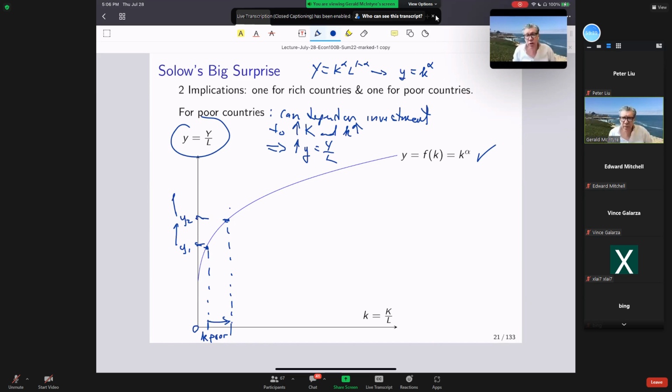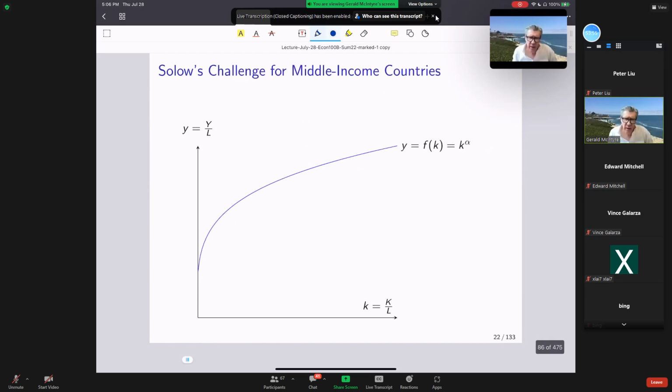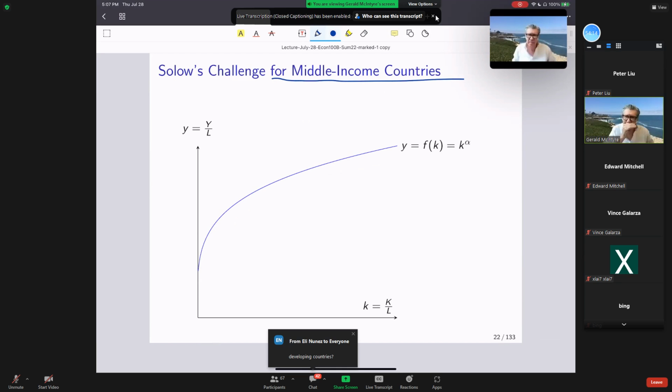Okay, with me? But if you're looking at the clean version of the slides from Canvas, which I uploaded earlier this afternoon, there is another implication, or another challenge, if you will. And that's on the next slide. This graph also has a challenge for middle income countries. Again, I'll ask you, somebody in chat, do me the favor: where are middle income countries? That's an easy answer. Let's call them middle income countries.